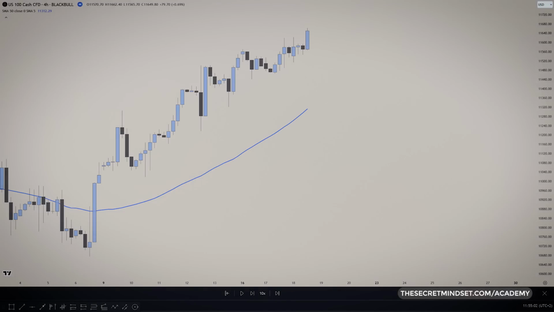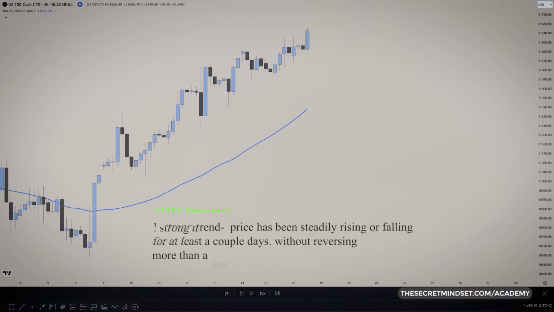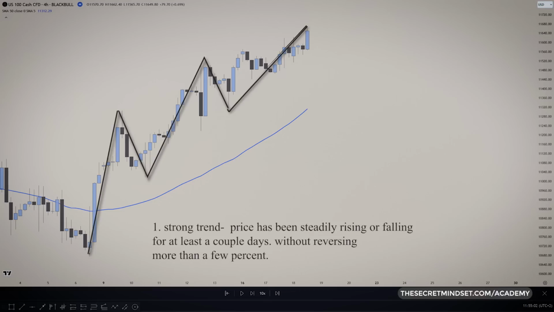Let me explain the strategy I use. The first thing I watch is for a strong trend. To me, that means the price has been steadily rising or falling for at least a couple of days without reversing more than a few percent. You want to see higher highs, higher lows, multiple breaks of structure, and no major change of character. During these trends, institutional traders have the market under their control and can manipulate prices more easily.